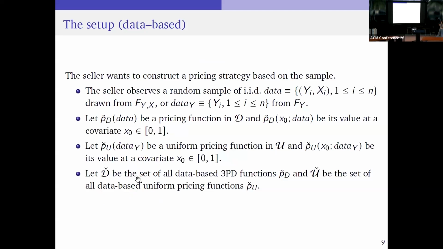Okay. Because you can condition on x naught in the database, for example data-based 3PD, essentially you can say, if this is your data-based 3PD, then you're looking at it evaluated at a particular value of x naught. And for uniform pricing, you can obviously also think about what the price is at x naught. Obviously, for all x, the uniform price will be the same. Okay, so I have this notation: the set of all data-based 3PD, and the set of all data-based uniform pricing functions.